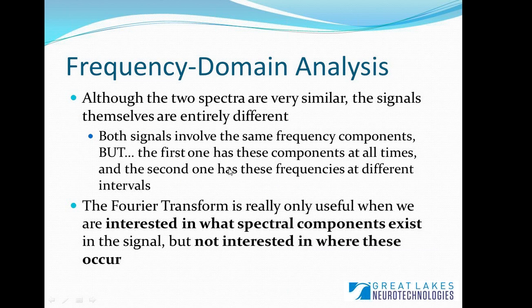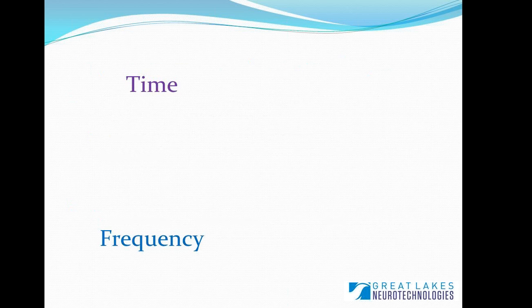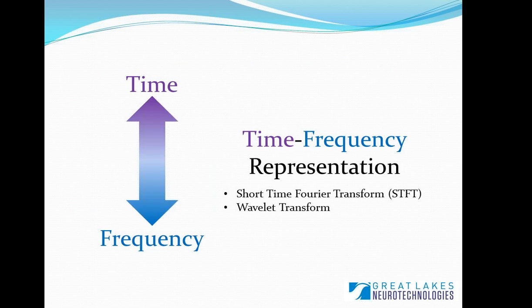So again, the Fourier transform is really only useful if you want to know which frequency components exist, but you're not at all interested in when those occur. So there's really a trade-off between time and frequency. Now I'm going to talk about a couple different ways that we can fix this with some advanced analysis, including the short-time Fourier transform and then the wavelet transform, to help overcome some of these difficulties.